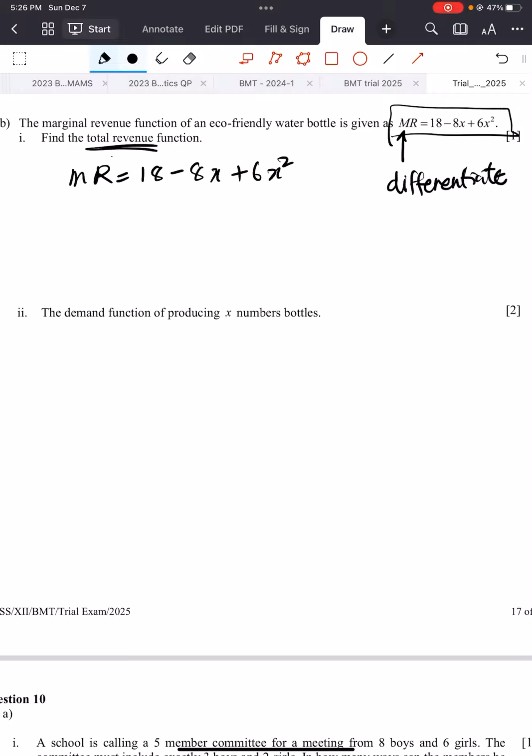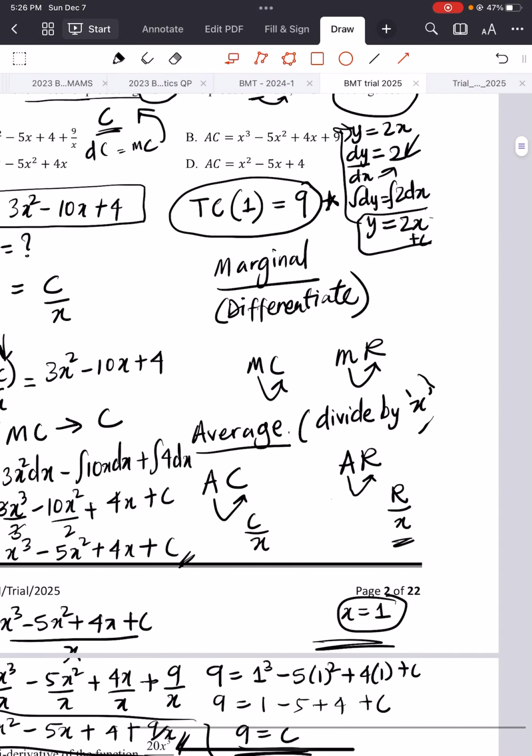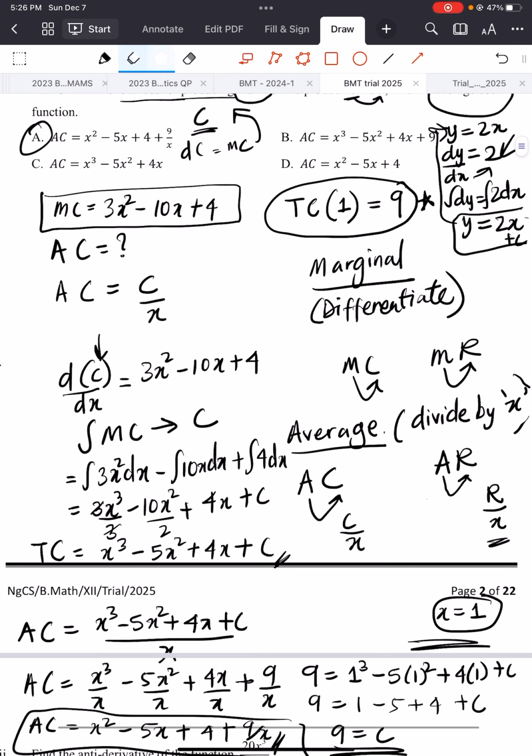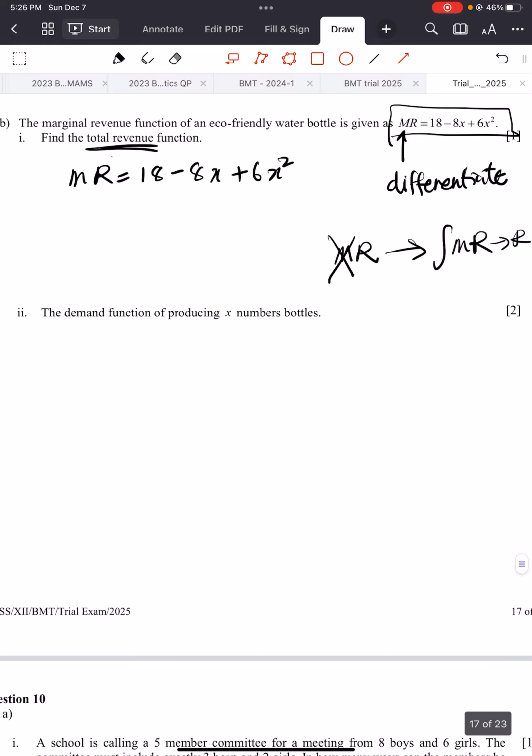So remember, MR is the differentiation of revenue. So you need to integrate MR, then only you will get R. Similarly, when you had MC and wanted C, you integrate MC. So same thing here: to get R from MR, imagine you integrate MR.